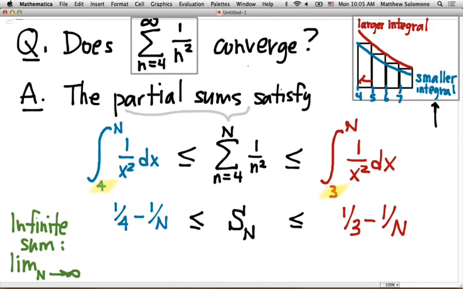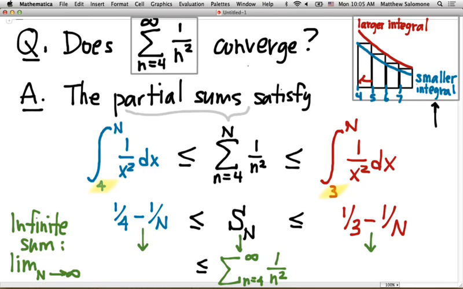I just have to take the limit as n goes to infinity of this side, and the limit as n goes to infinity of this side, and then the limit as n goes to infinity of the thing in the middle. But the thing in the middle, if I take its limit as n goes to infinity, the value I get, if it exists, is exactly the sum, n equals 4 to infinity, of 1 over n squared, whatever that happens to be. But I don't know that value. I can, however, know the values of the things on the outsides.